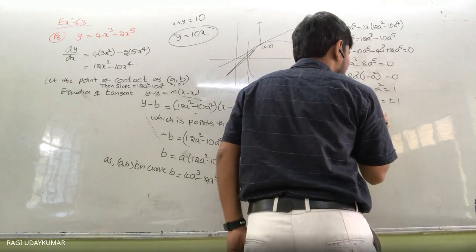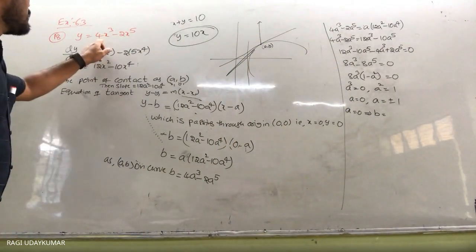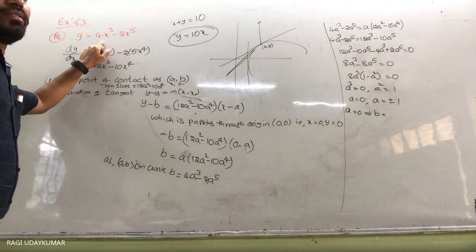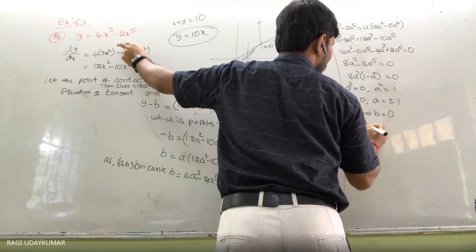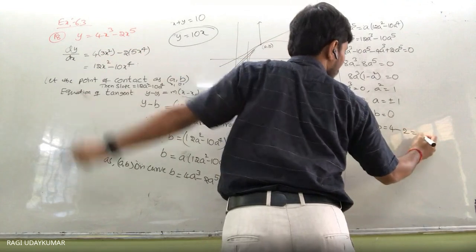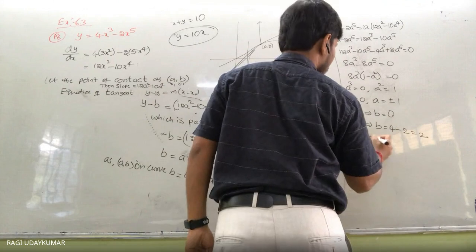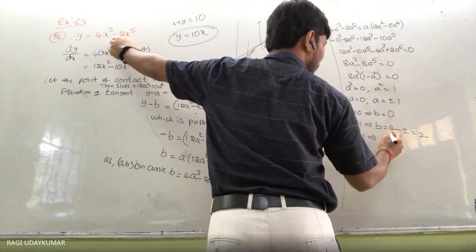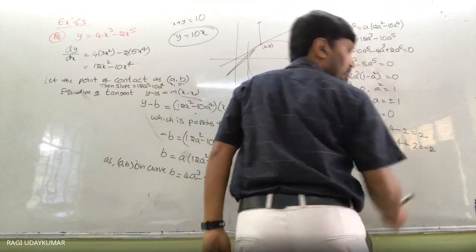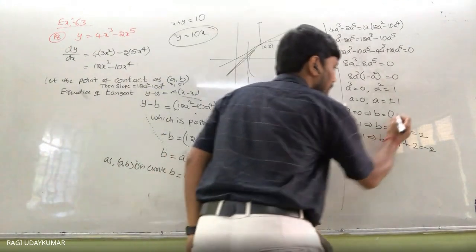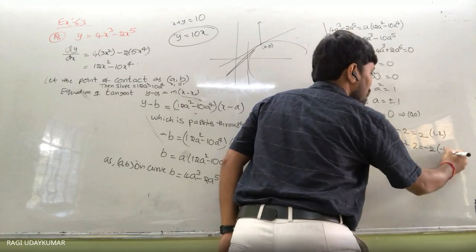So a equal to 0 implies b equal to what? Substitute here. A equal to 0 means b equal to 0. A equal to 1 implies b equal to 4 minus 2, which is equal to 2. A equal to -1 and b equal to what do you get here? -4 plus 2, which is equal to -2. So what are the points we are going to get here? One point is 0, 0, another point is 1, 2, and another point is -1, -2.